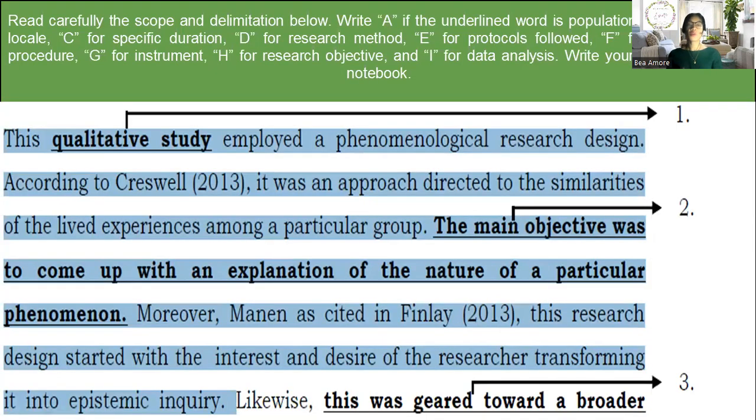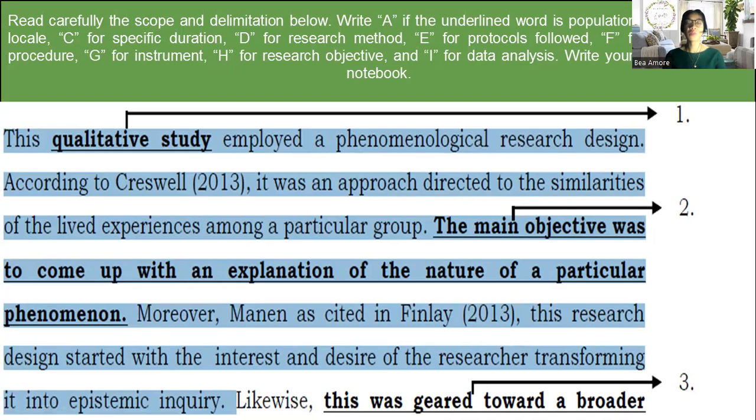Read carefully the scope and delimitation below. Write A if the underlined word is population, B for research local, C for specific duration, or D for research method. E for protocols followed, F for data gathering procedure, G for instrument, H for research objective, and I for data analysis. So write your answer on your notebook. So this qualitative study employed a phenomenological research design. So what's the answer for number one?